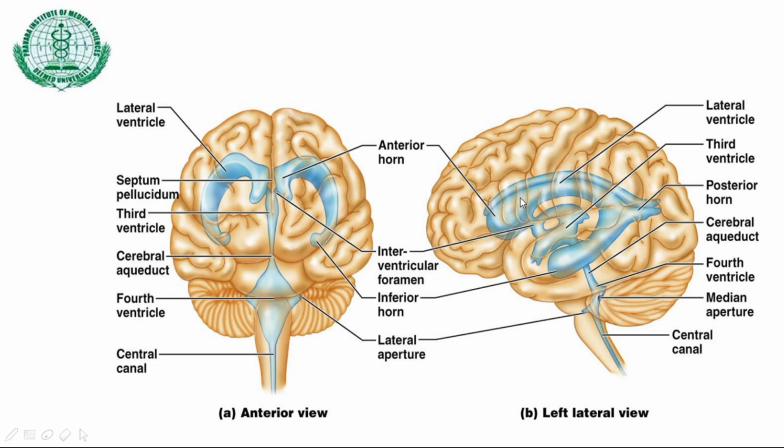Now this is the central part of it. Its anterior extension is known as the anterior horn. Its posterior extension is known as the posterior horn of it. And downwards and forwards in the temporal lobe, this is the inferior horn of the lateral ventricle.